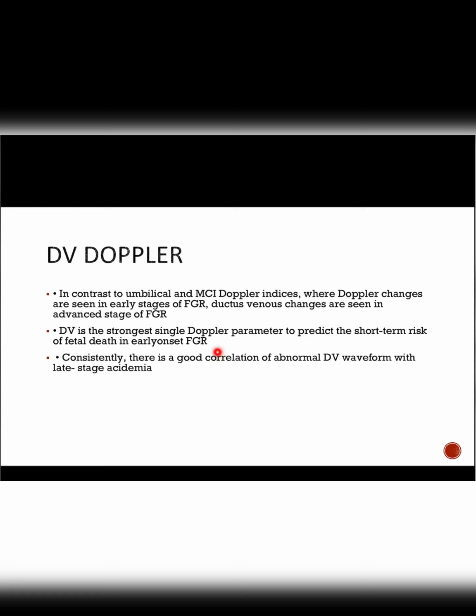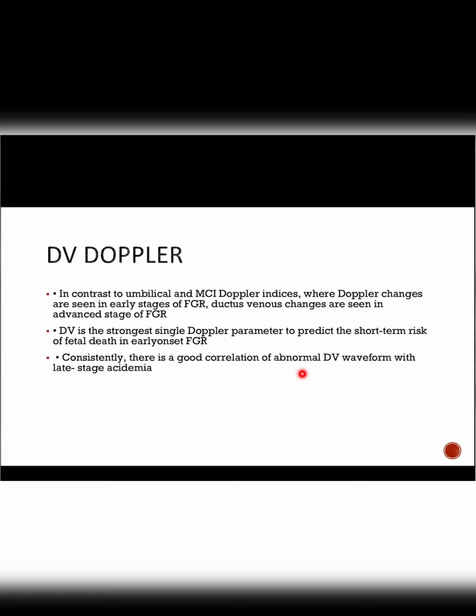So if I am seeing the mother, and if I get to know that the baby is FGR and I'm performing the Doppler, and I have performed Doppler for umbilical artery, uterine artery, MCA Doppler, and now I'm doing ductus venosus Doppler. And if I find there is abnormality in the ductus venosus, then I have to counsel the parents regarding a poor outcome. I have to counsel them regarding the possibility of fetal death in cases of early onset FGR. Because I know the situation is bad if I'm detecting ductus venosus abnormality in early onset.